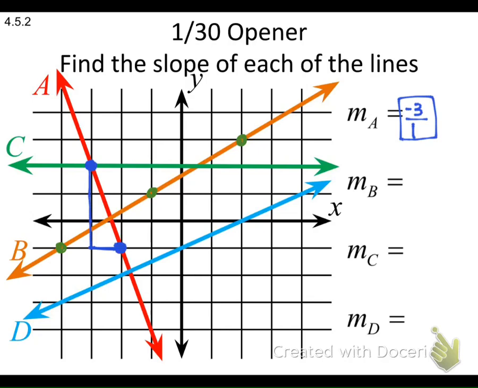So for this one, am I going to count up to my next lattice point or am I going to count down? Up. How many spots? 2. Because I'm counting up, it's going to be a positive or a negative? Positive. Good. And then my run, I count over how many spots? 3. So my slope is going to be 2 over 3.